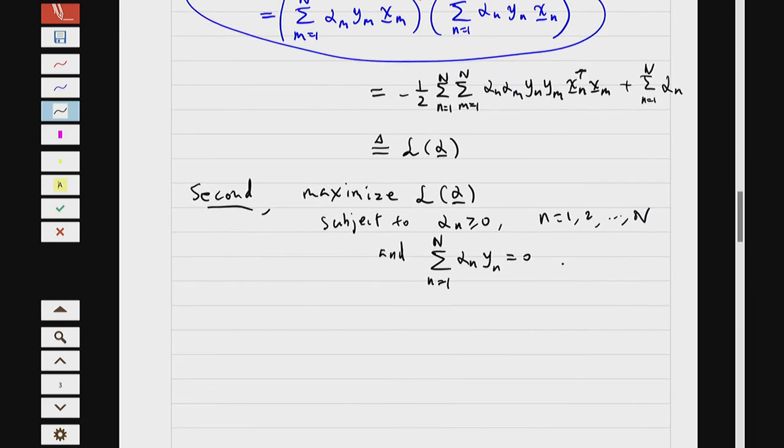And if you look at this, this is another optimization problem, right? Maximizing this new Lagrange function that is expressed only in terms of alpha, subject to these constraints. Okay? And this is called the dual problem, as opposed to the primal problem. Dual problem.